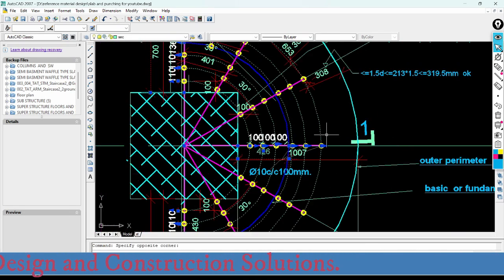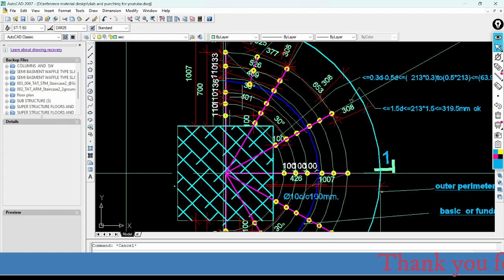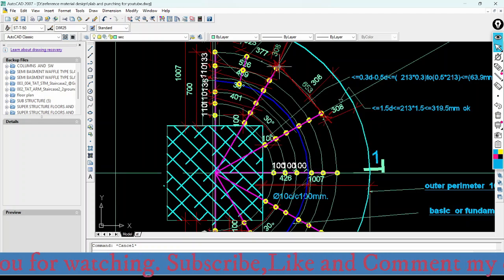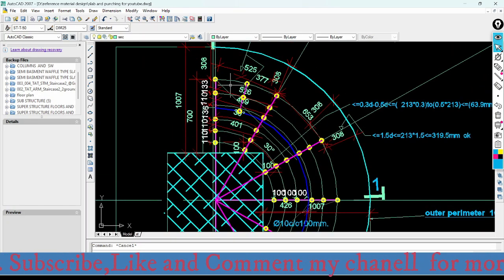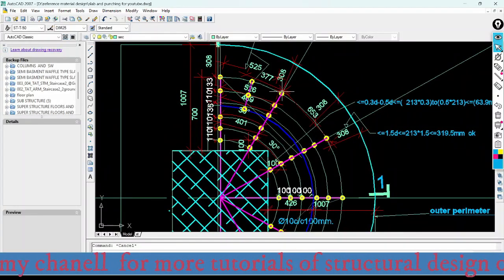And outside of the basic parameter we'll have three parameters here. So at every parameter we will have seven shear legs. That means here we can count 1, 2, 3, 4, 5, 6, 7. So we have already provided 7 shear legs per every parameter.